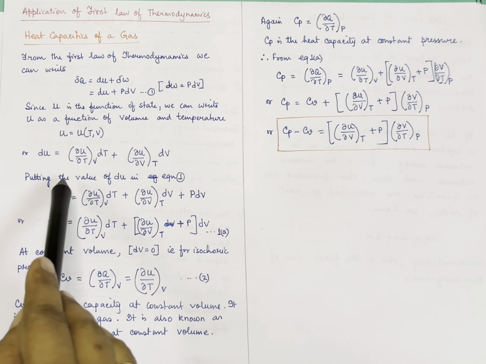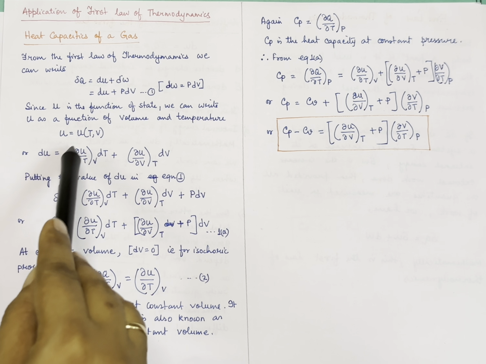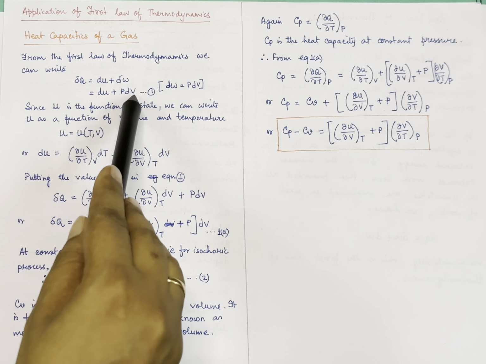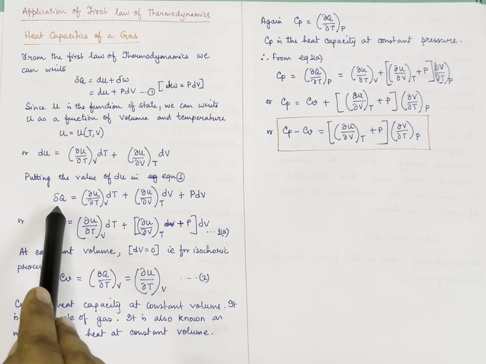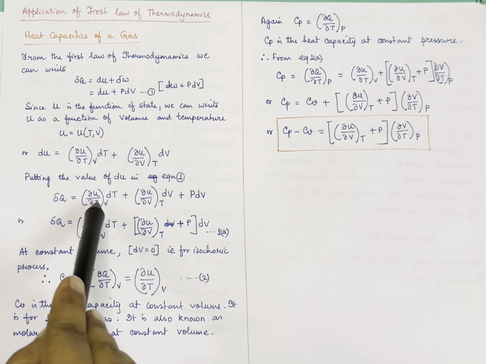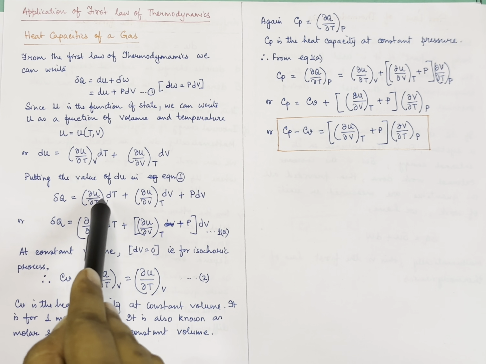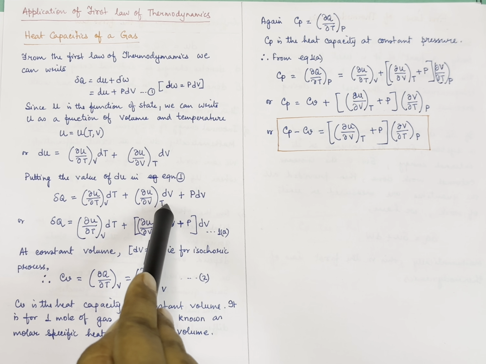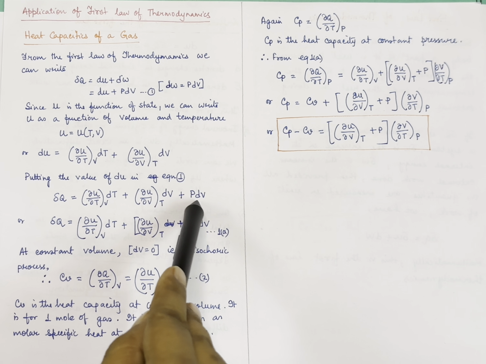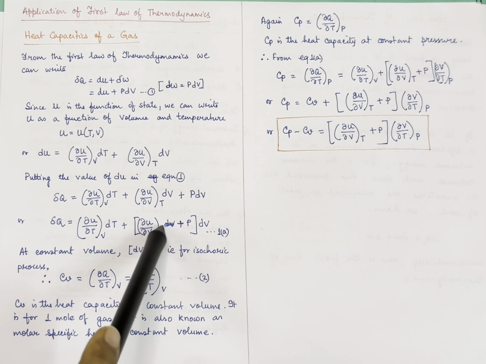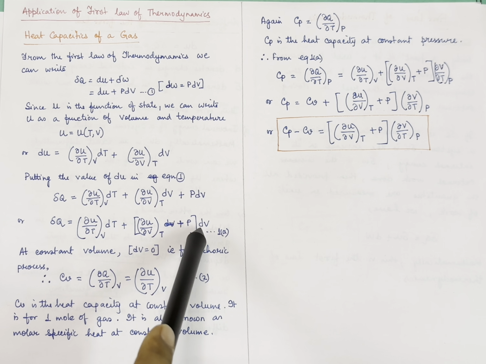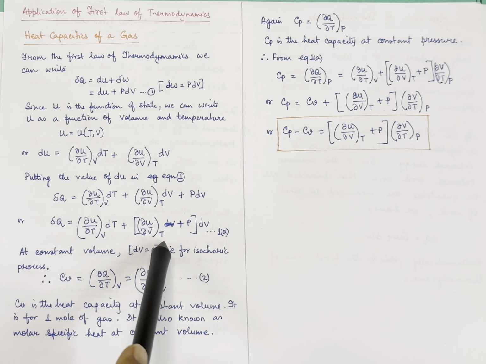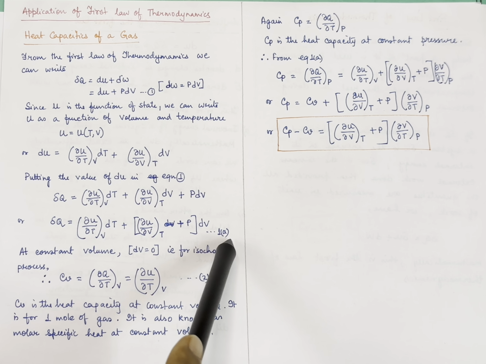Now we put the value of dU in the first law of thermodynamics. Therefore we get δQ = (∂U/∂T)_V dT + (∂U/∂V)_T dV + P dV. Now taking this dV out, we write δQ = (∂U/∂T)_V dT + [(∂U/∂V)_T + P] dV. So we are marking this as equation 1a.